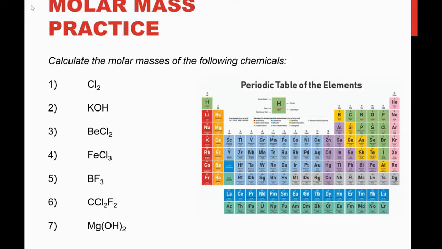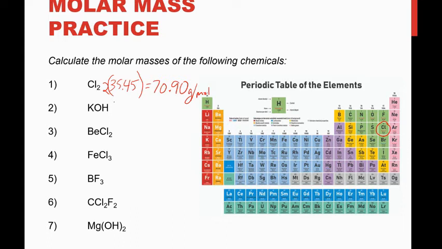Take a look at a few practice problems so that you have a better understanding of molar masses. So this first question, we have Cl2. Well, when I look on the periodic table, Cl is 35.45. So I have 35.45, but I have 2 of them, so I'm going to multiply that by 2. And that's going to end up giving me 70.90 grams per mole.